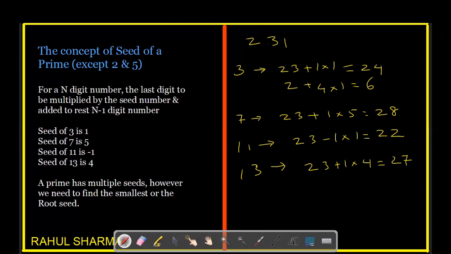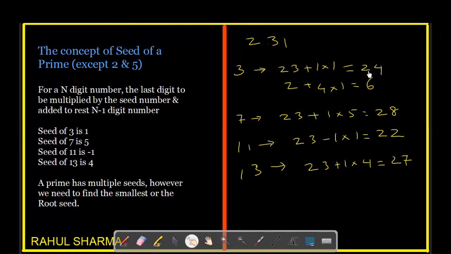For the time being, let's assume, and we will prove it in subsequent slides, the seed of 3 is 1, the seed of 7 is 5, the seed of 11 is minus 1, and the seed of 13 is 4. So what does it mean? Let's say you have a 3-digit number, which is 231. The seed of 3 is 1. So the last digit of 231 will be multiplied by 1 and added to the rest of the number. In case of 231, the last digit 1 will be multiplied by 1 and added back to 23. That will give us 24.